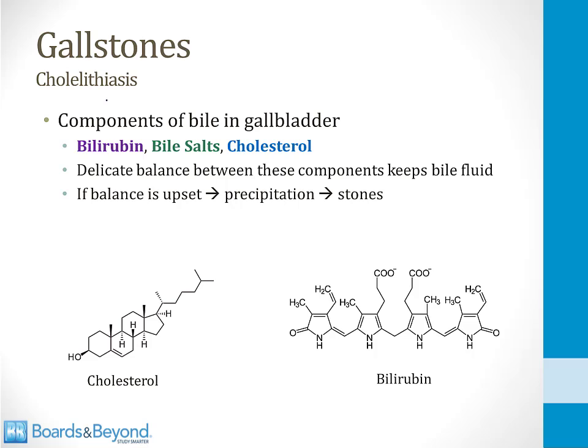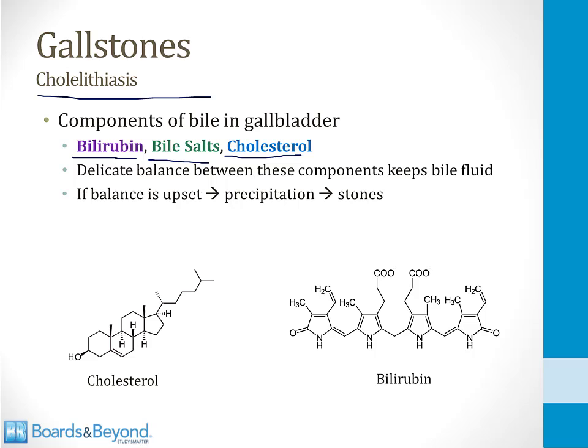The medical name for gallstone disease is cholelithiasis, and in order to understand gallstone disease, you need to recall three important components of bile in the gallbladder. Recall that bile contains bilirubin, which is a breakdown product of heme. It also contains bile salts, which are important for the absorption of fats in the intestine. And finally, it also contains cholesterol. Bile is the major way by which cholesterol is eliminated from the body.